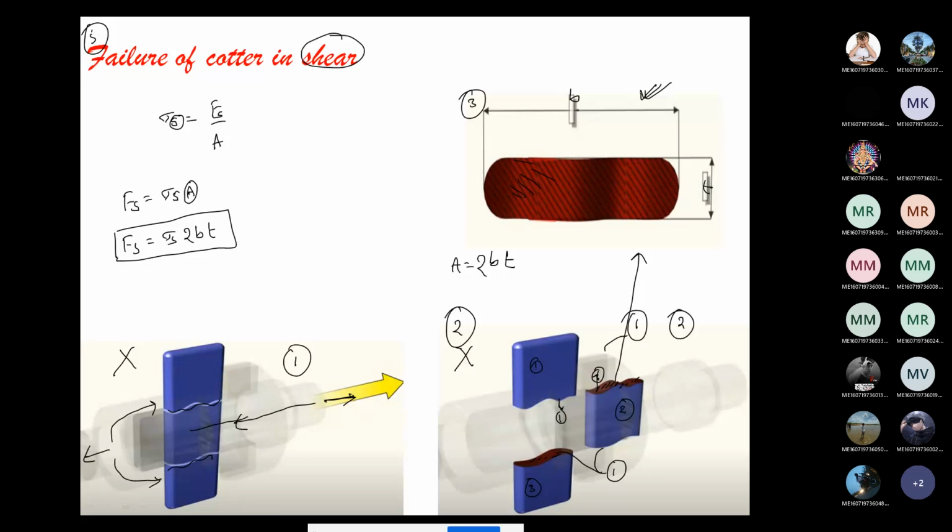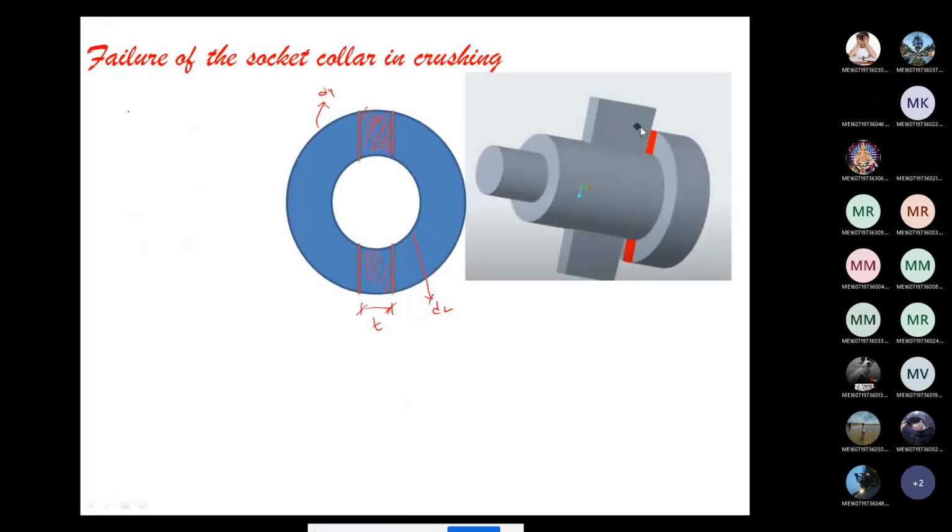With this equation, I'm going to calculate B. That is, B is determined in mm, right? Now the sixth one. The sixth one is failure of the socket collar in crushing.